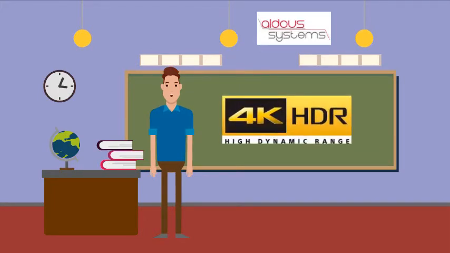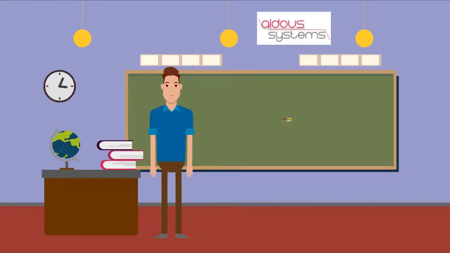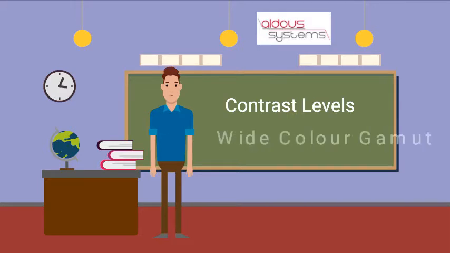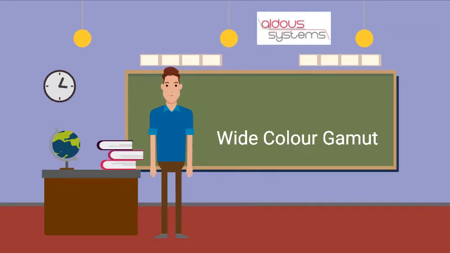HDR is a general term that really describes two things: contrast levels, and wide color gamut. Contrast levels make the blacks blacker and the whites whiter and allow you to see all the grayscales in between. The human eye is actually very good at seeing grayscales, and this adds so much more detail to the image.